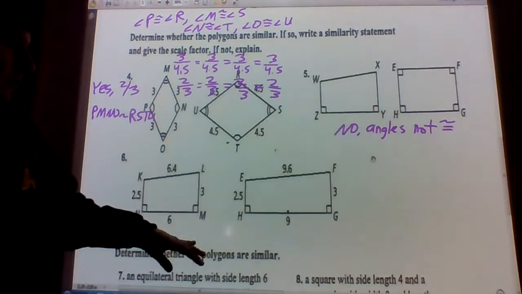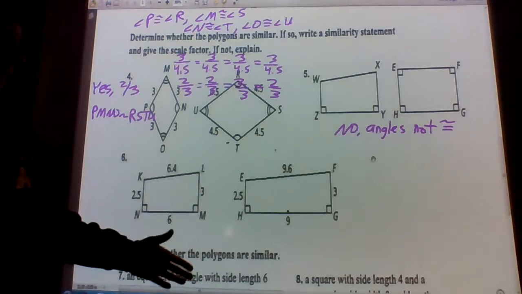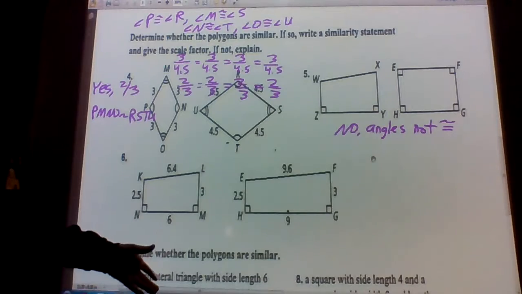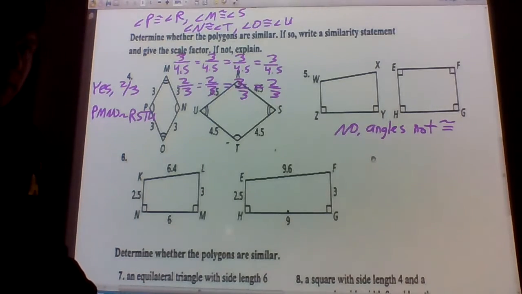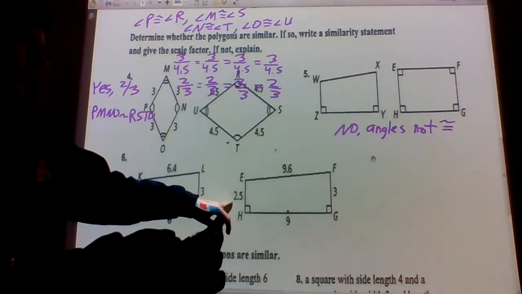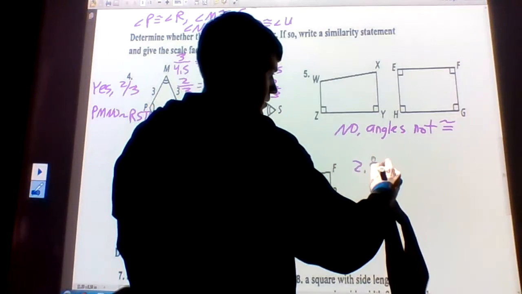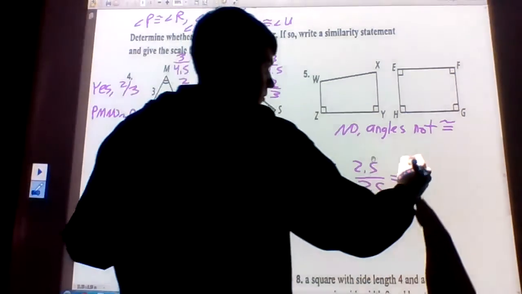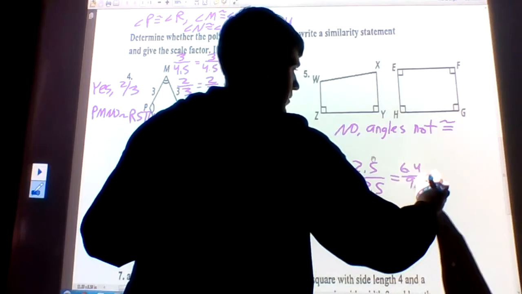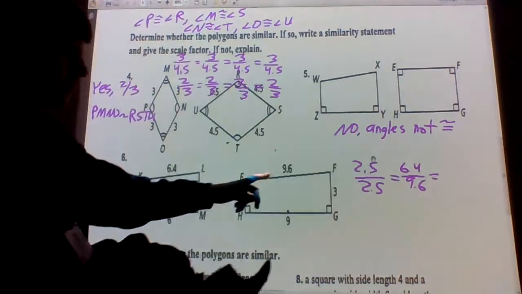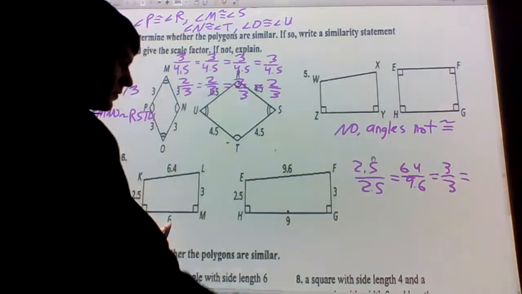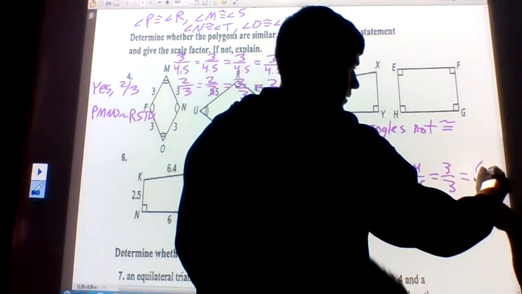Okay, this one we have 2 right angles. We don't know about K and E and L and F. They may or may not be congruent. So based on just the angles, we can't really say. But we can certainly check the sides to see if it's going to work out. So 2.5 is going to match up with 2.5, 6.4 with 9.6, 3 is going to match up with 3, and then 6 with 9.